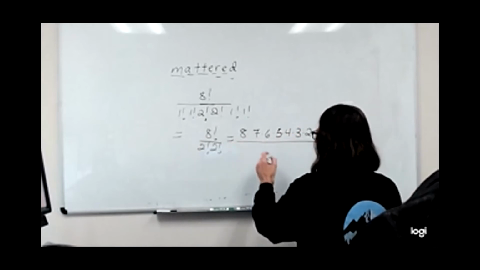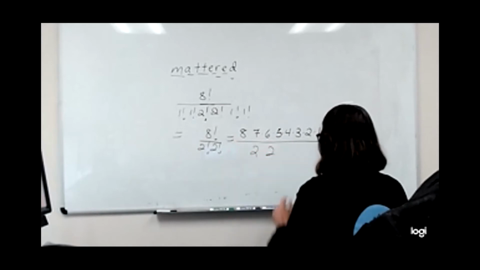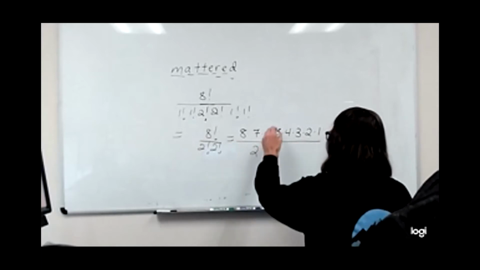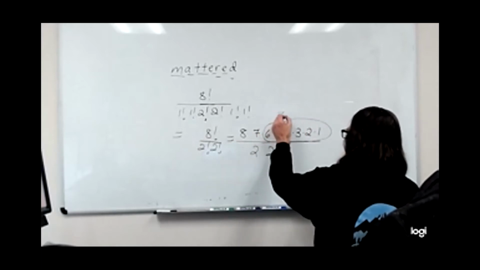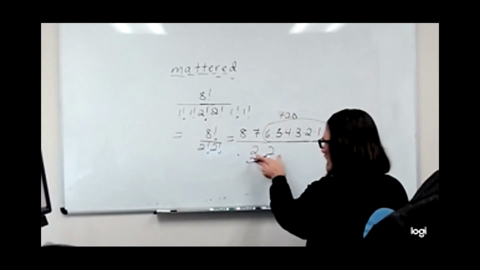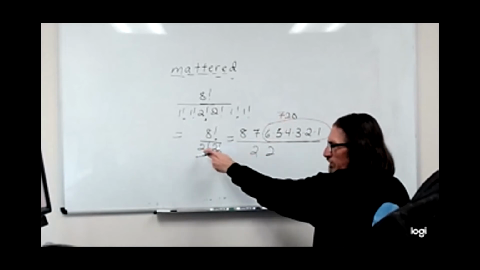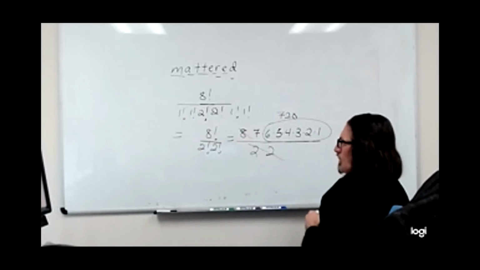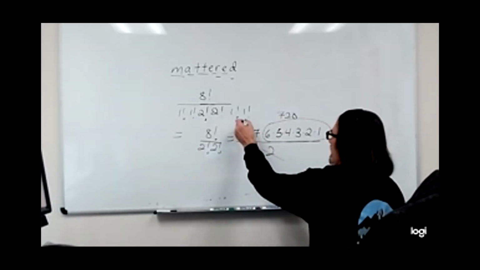And let's see here. I know 5 factorial is 120. 6 factorial is 720. Since 2 factorial is 2 times 1, both of these are 2. So 2 times 2 is 4. 4 into 8 is 2.